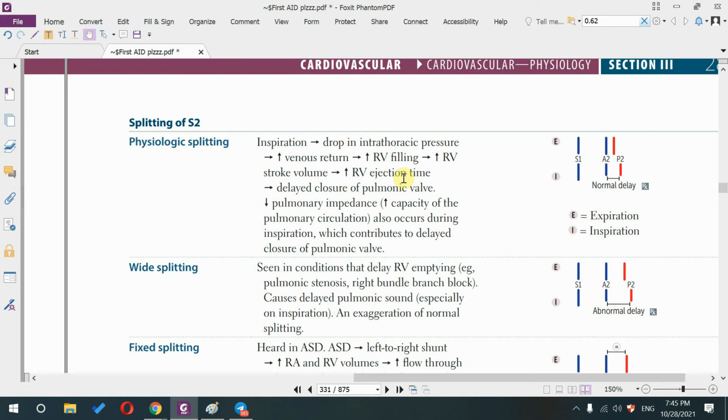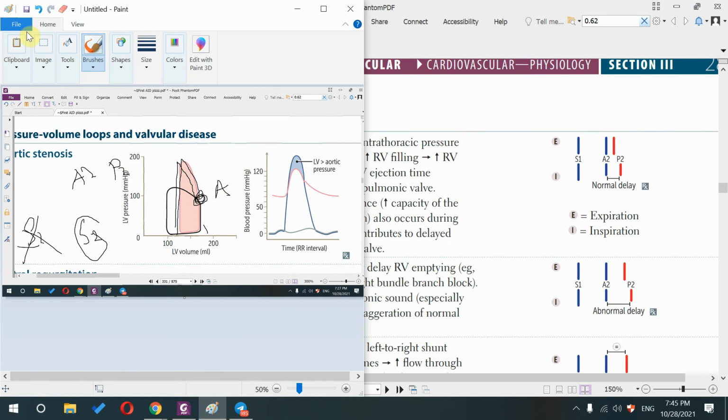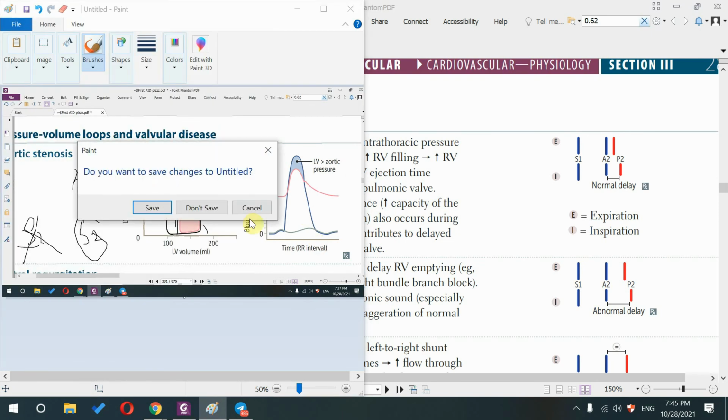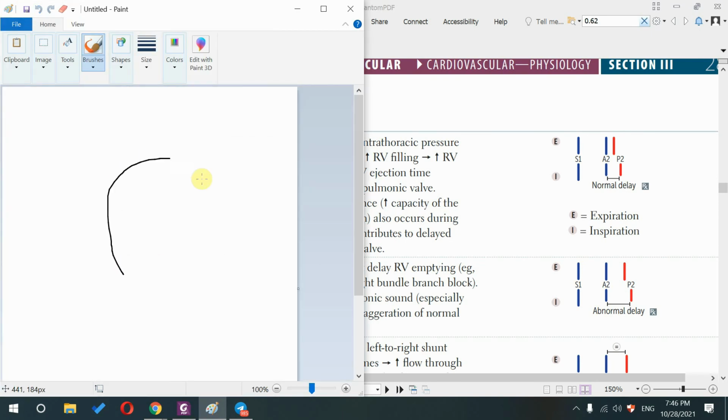First things first. Inspiration, a drop in the intrathoracic pressure. What is this intrathoracic pressure? There is an area between your lung and your chest. If you say that this is your chest cavity and this is your lung inside of it, okay? There is an area between the two. Normally, the pressure in it is -5. It helps you to keep the gradient. The normal gradient is about -5.